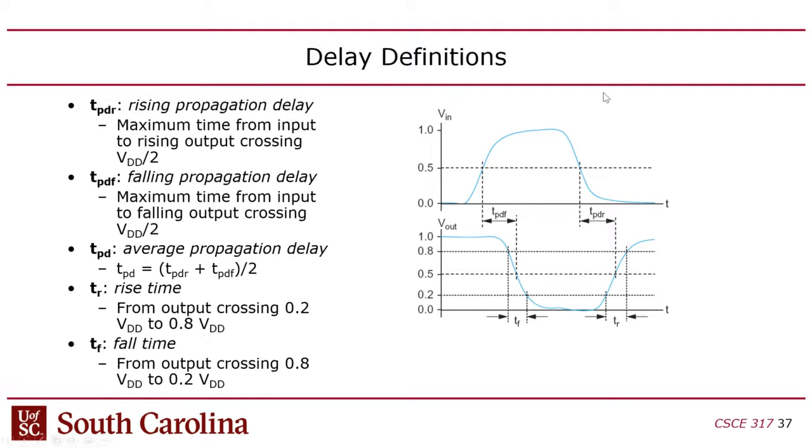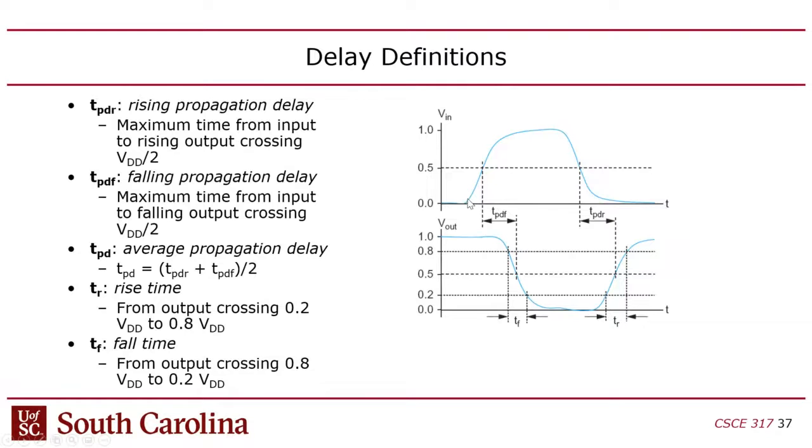And then likewise, there's a rising propagation delay, which is when we drop the input, causing the output to rise. There's a delay between when the input crosses the halfway point as it falls and when the output crosses the halfway point as it rises, and that difference in time is the rising propagation delay. And then the average propagation delay is just the average of the rising and the falling.